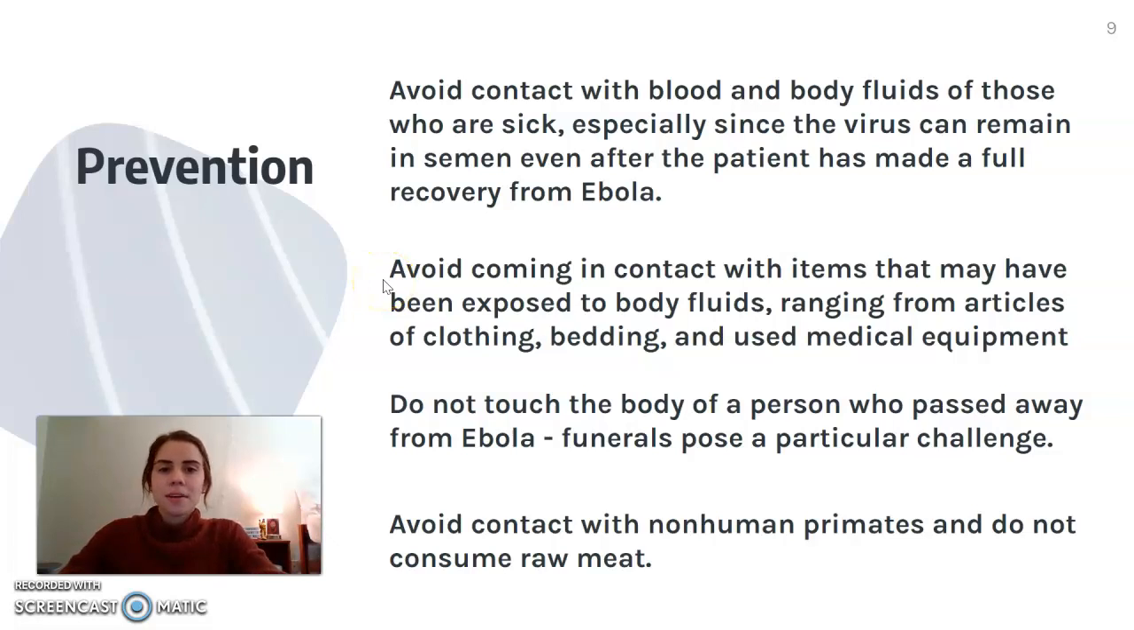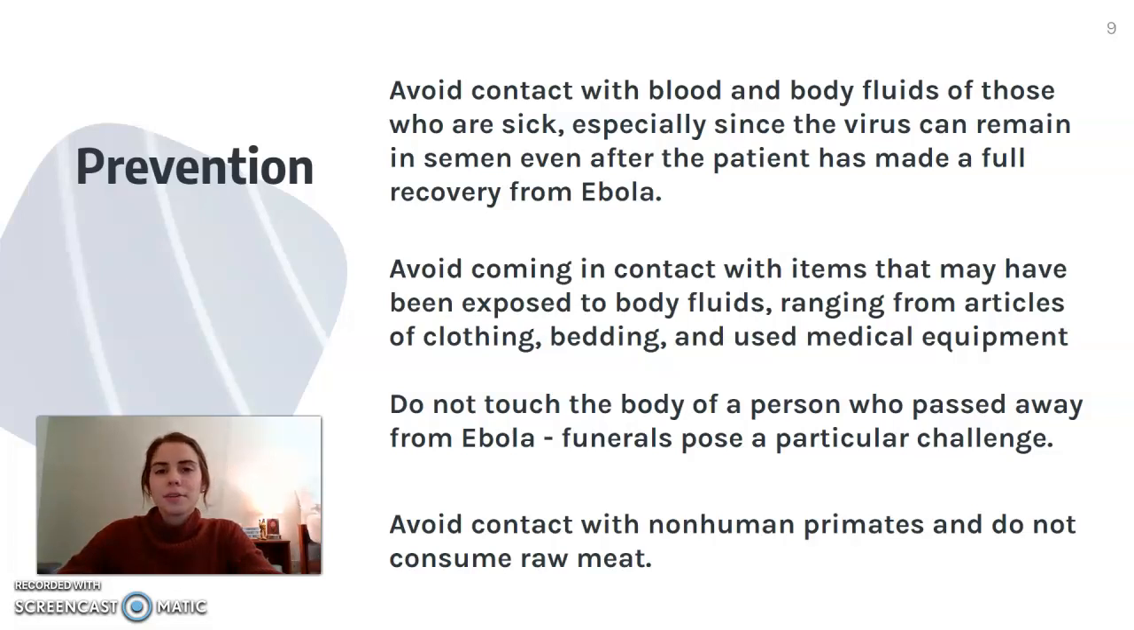Ebola virus can remain in the semen for up to 7 weeks post-recovery. So this is dangerous, as a person may be recovered in perfect health, but they still need to get tested to make sure that it has escaped all body fluids. Other body fluids that it remains in are spinal fluid and other areas that are protected and encased in muscle. Avoid coming in contact with items that may have been exposed to body fluids.